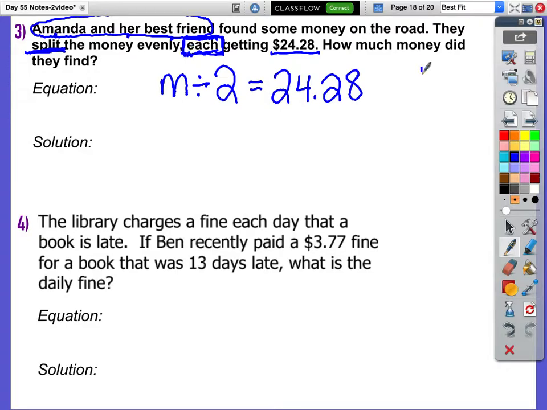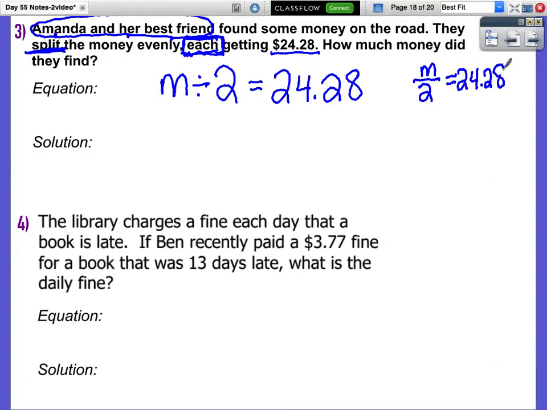Now remember, I told you earlier when we had a division problem we were setting up or formulating, we could also do division in the form of a fraction. All right. So, now what?